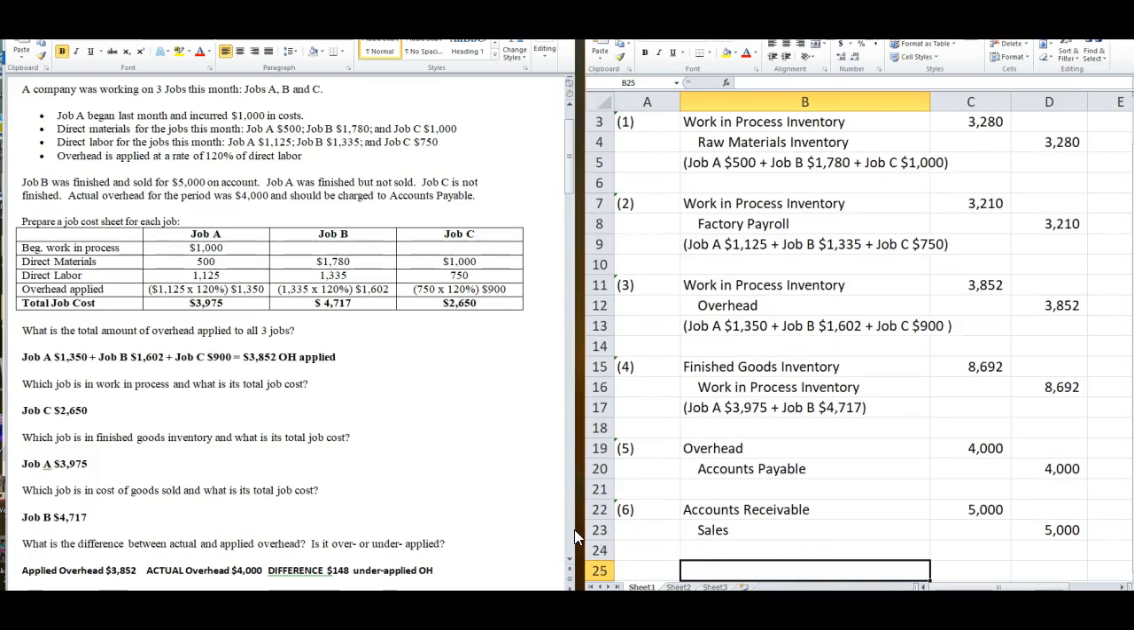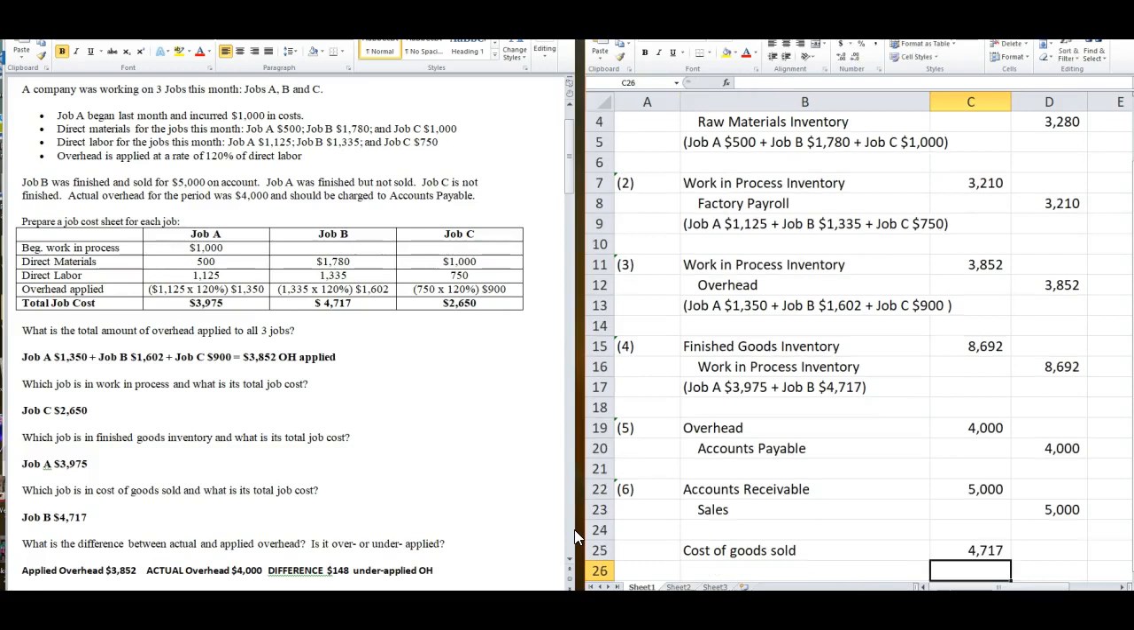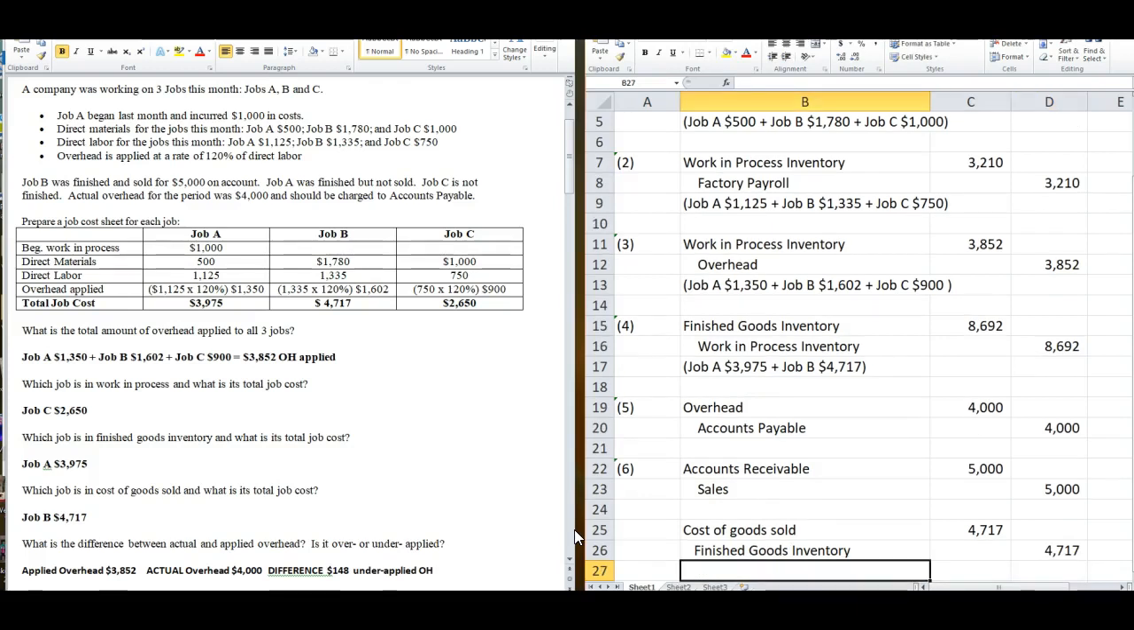We also have to record the cost of the job. So the cost goes into cost of goods sold, and the cost of job B was $4,717, and it's going to come out of finished goods inventory. We're going to move it from finished goods inventory because we no longer have it, so we don't want to show it on our records. And that comes from the job B total cost.